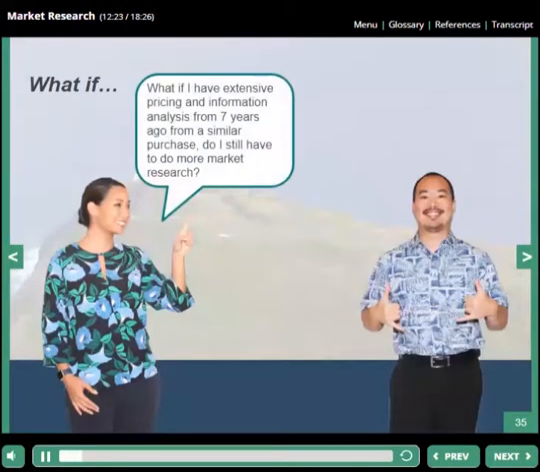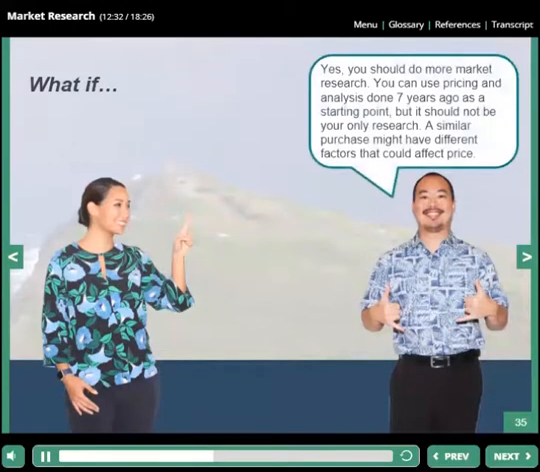What if I have extensive pricing and information analysis from 7 years ago from a similar purchase? Do I still have to do more market research? Yes, you should do more market research. You can use pricing and analysis done 7 years ago as a starting point, but it should not be your only research. A similar purchase might have different factors that could affect price.